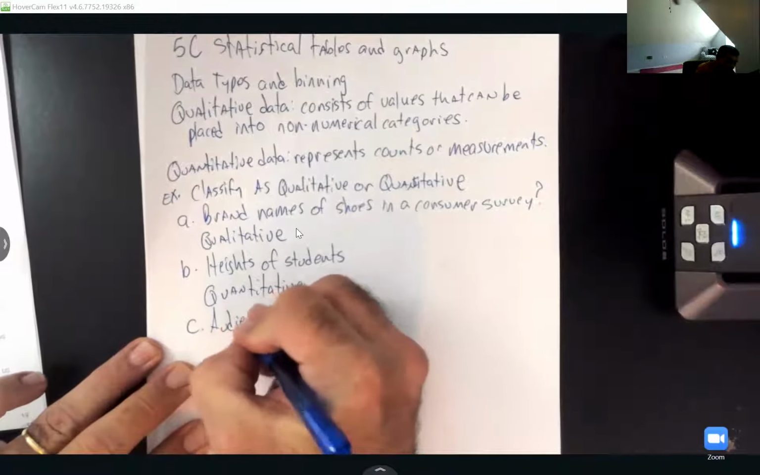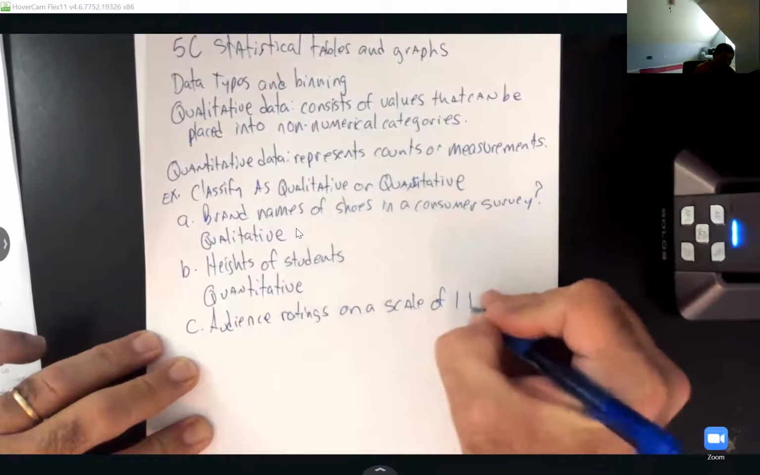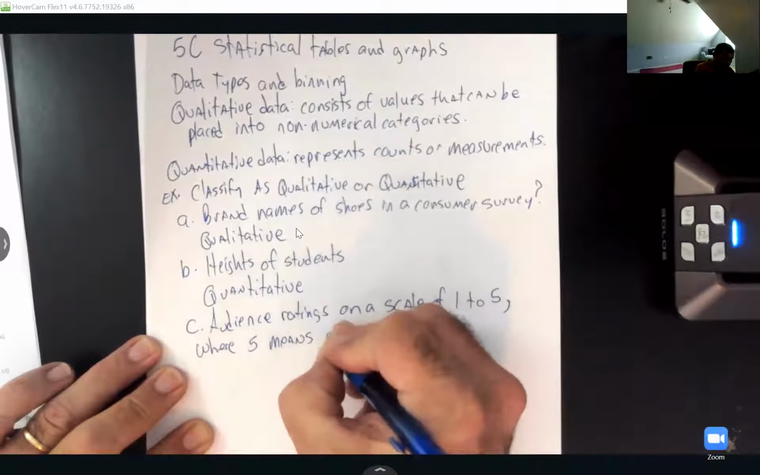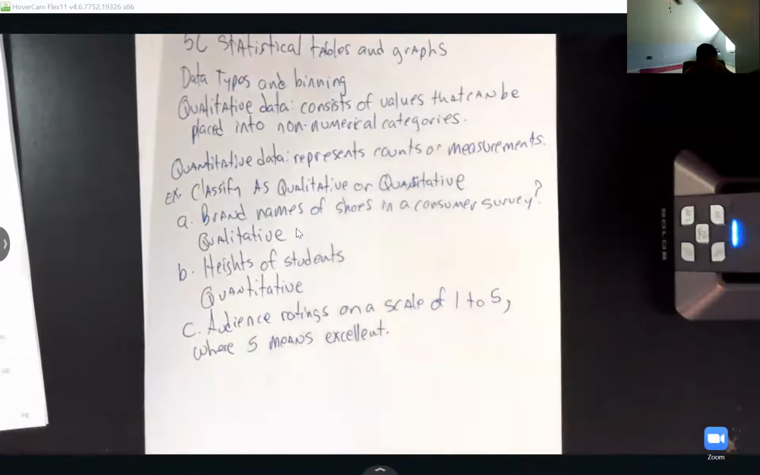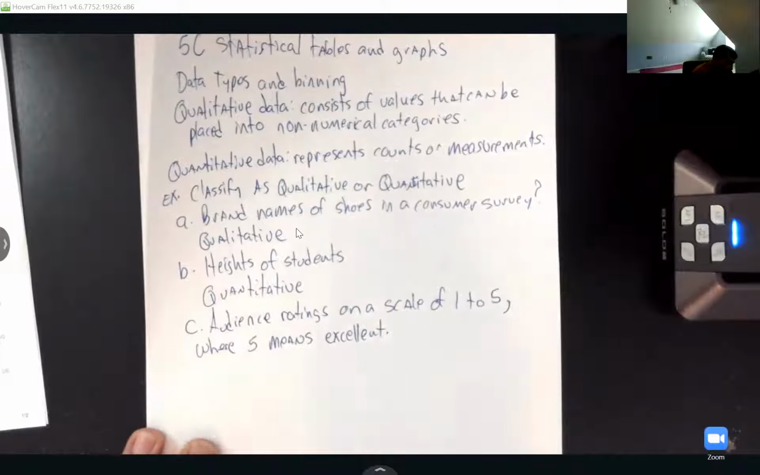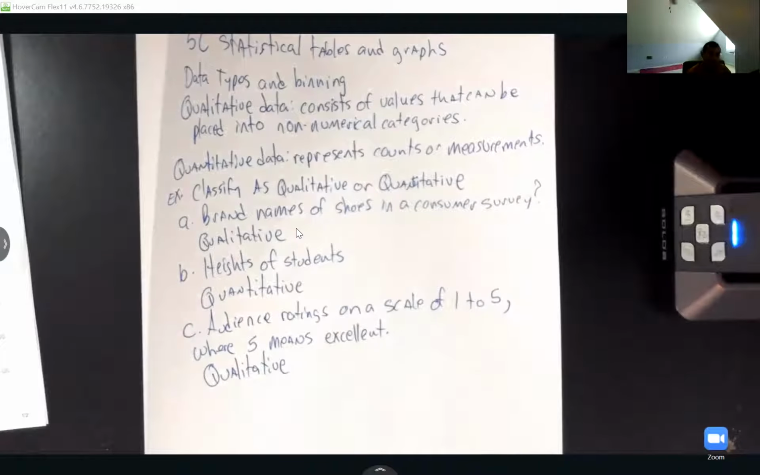Okay, this one is audience ratings on a scale of 1 to 5, where 5 means excellent. So this is a tricky one. Although you see numbers here, these numbers are not what we consider measurements. It's just a representation on a scale. So these are what we would call subjective. So this one is actually qualitative. All right, y'all. So if it deals with measurements, quantitative. If it's just a label, such as the shoe brands, movie ratings, we're going to go qualitative on those, okay?